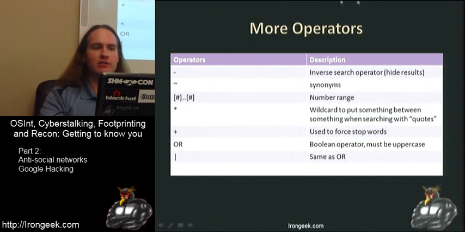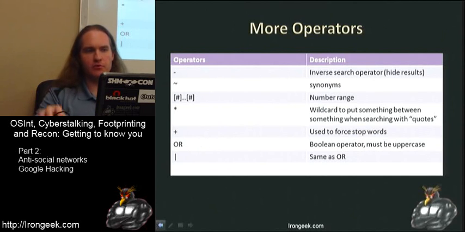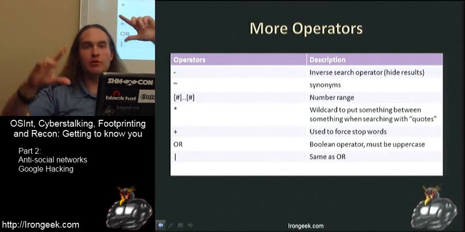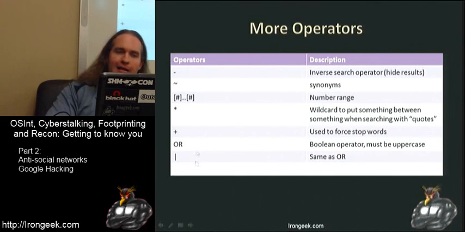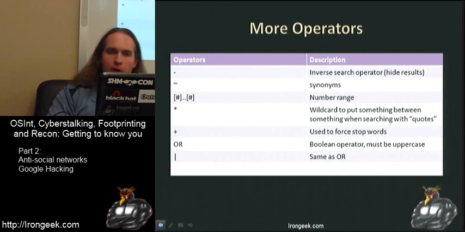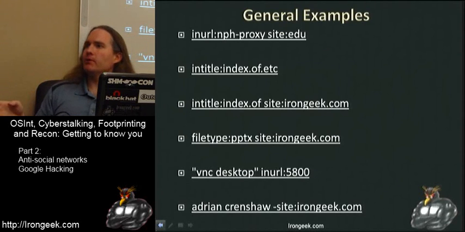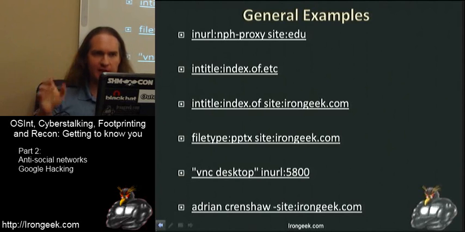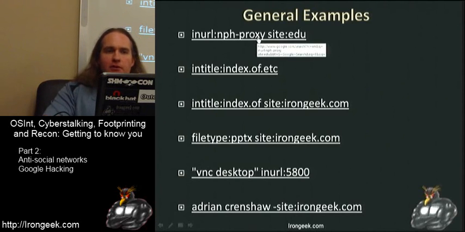You can search for number ranges using these symbols. You can also use wildcards, plus symbols to make sure words are forced to be used, or to string things together, saying this word has to exist and this word has to exist. You can also group things together with parentheses, and of course there's the classic pipe symbol for or as well. Now, to give you a few examples of how you can use all these, that's just a quick rundown of some of the basic Google operators you can use to filter your search down to something specific. So let's look at a few that might be of interest.